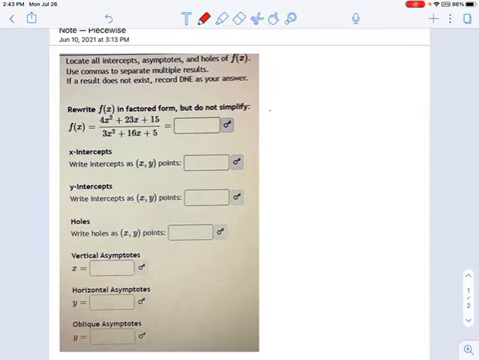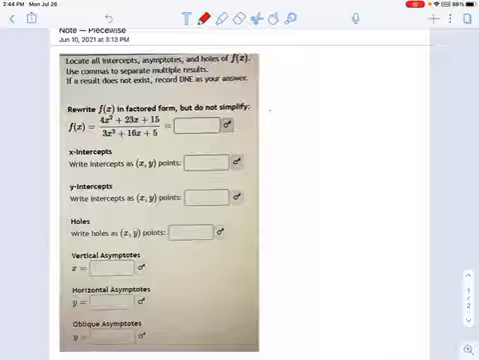In this problem, we're asked to basically determine all the features of this rational function. First, we're going to rewrite it in factored form, and then we're going to figure out the x-intercepts, y-intercepts, holes, and all the asymptotes. And you might be looking at a different problem than this right here. Maybe yours is simpler. Maybe it's already factored.